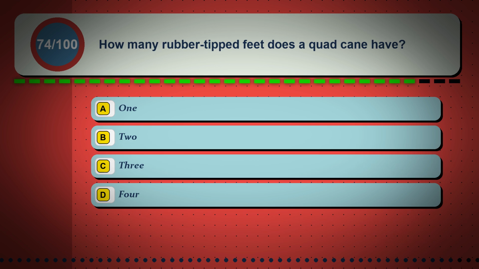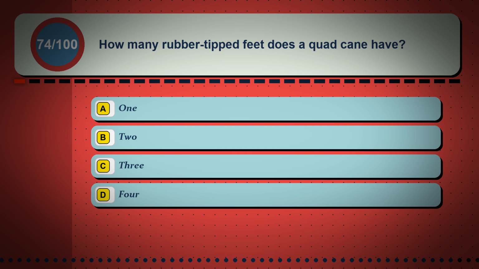Question 74. How many rubber-tipped feet does a quad cane have? Option A, 1. Option B, 2. Option C, 3. Option D, 4.